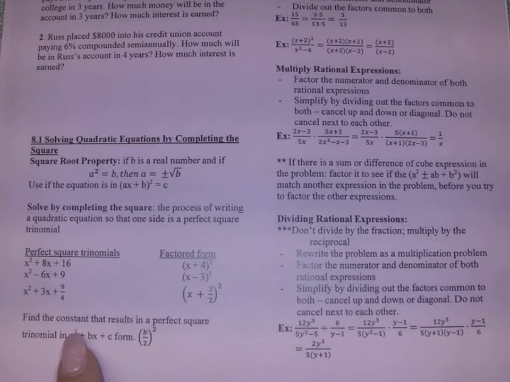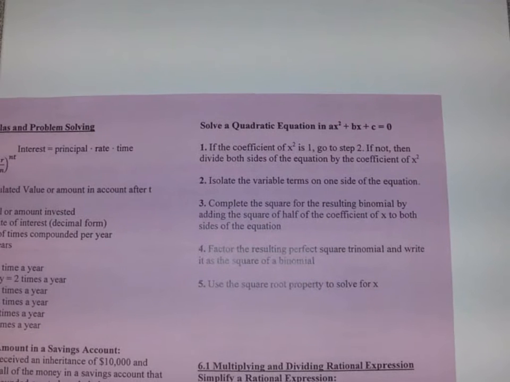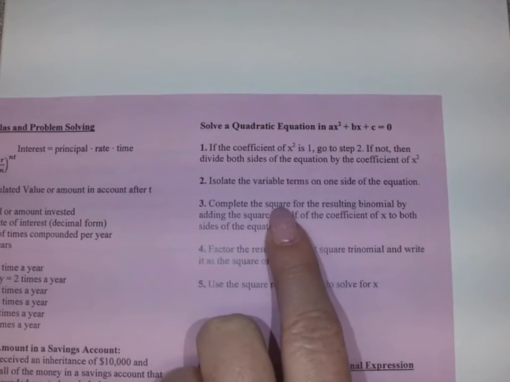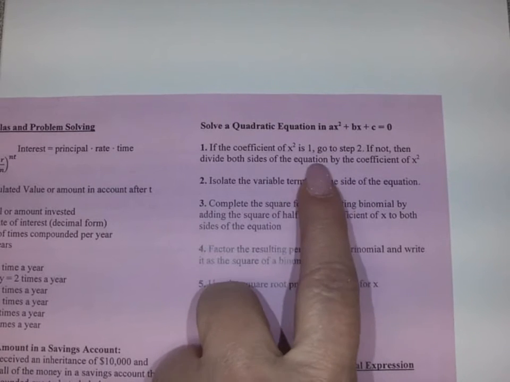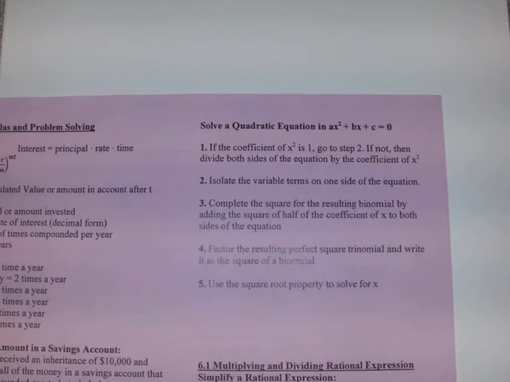We're going to find the constant that results in that perfect square, and to do that, when it's in a form like this, we're going to use b over 2. We'll take the b term, divide by 2, and then square it. And there are some steps for solving quadratic equations. If the coefficient of x squared is 1, we just go down here. If not, you have to divide both sides by the coefficient of x squared. So divide everything by a.